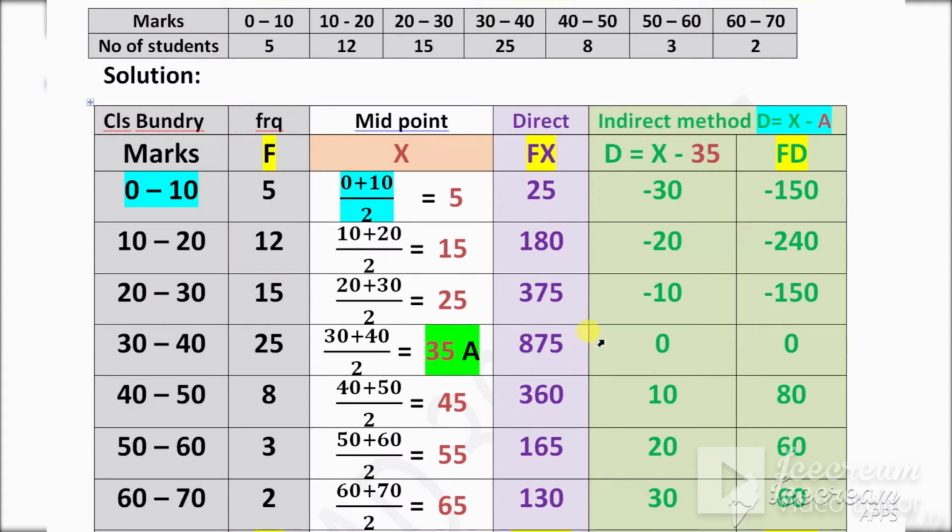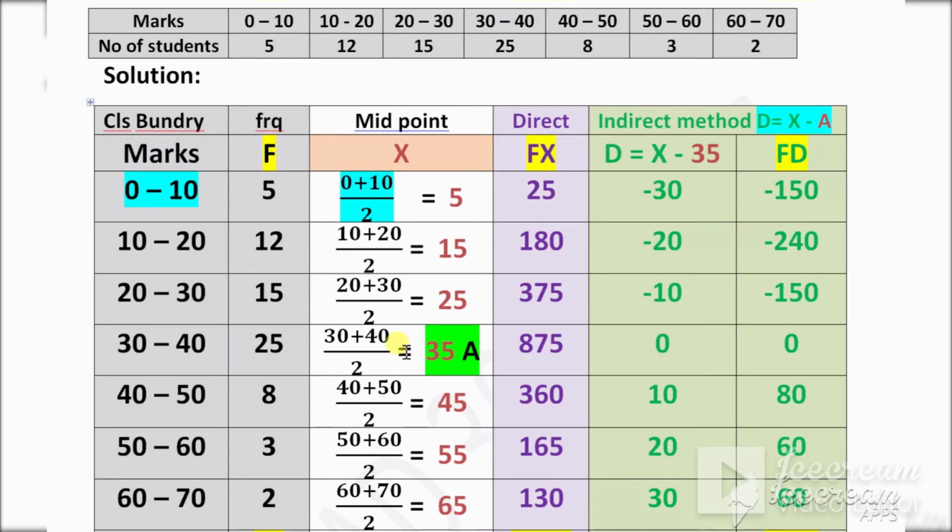Now for the shortcut method or indirect method, the formula is a plus summation fd divided by summation f. So for fd, first we have to find d. So how to find d? d means x minus a. First assume this a. We will always assume a from the x values, any value from x. So let's suppose 35 is a. This 35 I can consider as a, the assumed value.